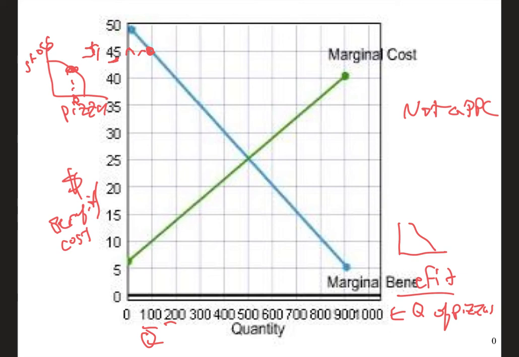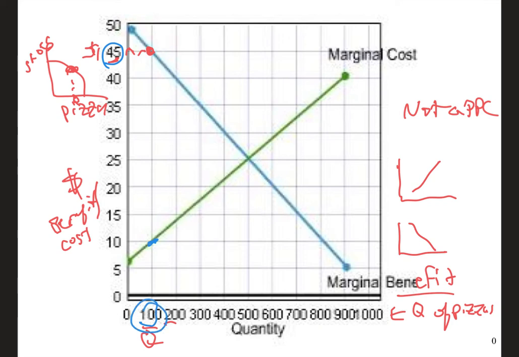Marginal cost is usually an upward sloping curve. Same X and Y axis, with quantity on the x-axis and dollars on the y-axis. In this case, we're talking about how much it costs to produce the first 100 pizzas, the second 100 pizzas. Whereas for the first 100 pizzas, people were willing to pay $45 a pizza, up to the 100th pizza, it costs on a marginal level $10, right?